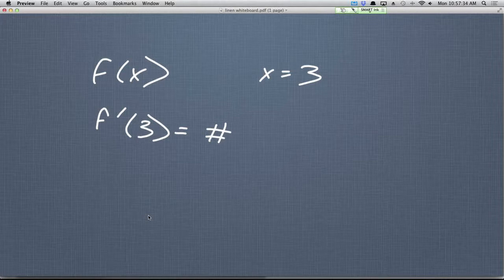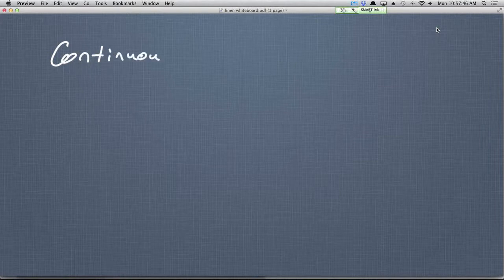Now, there is a prerequisite for whether or not something can be differentiable or not. And that prerequisite is the function must be continuous. So this will be a good opportunity for us to review, to talk about continuity real quick. Because again, if I'm not continuous, I can't be differentiable. I must be continuous to be differentiable.